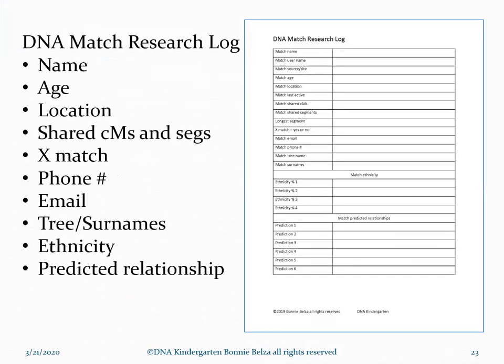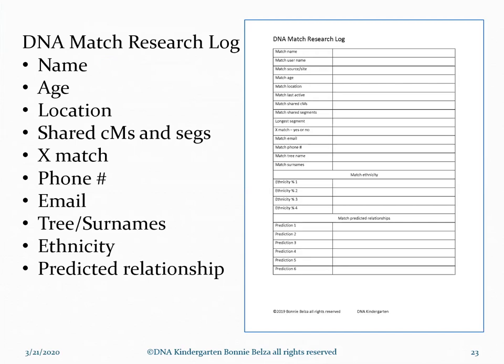This is an example of a match research log. Some of you who, like myself, may be old-time genealogy researchers, remember doing family group sheets or doing pedigree charts on paper. And that may be something you're still comfortable with. You're going to need to use the internet in order to analyze your matches, but it might be more familiar and helpful to transcribe the information that you find to a form.